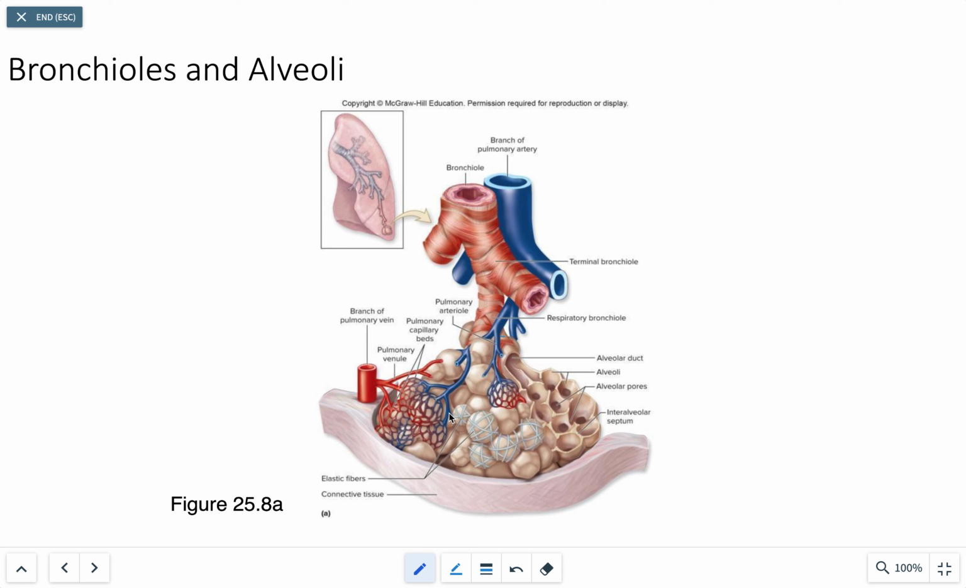As mentioned previously, we can see here we have a branch of the pulmonary vein, which is bringing oxygenated blood that surrounds the capillary bed of the alveoli, where we'll see gas exchange. Carbon dioxide will be offloaded and eventually go back through the pulmonary artery and then back into the heart into general circulation.